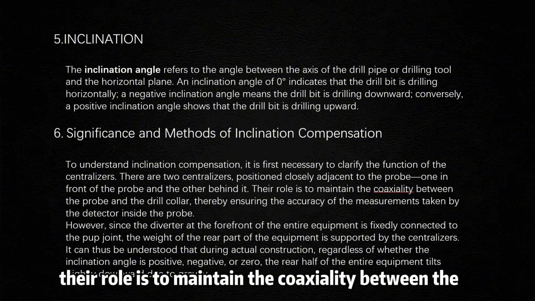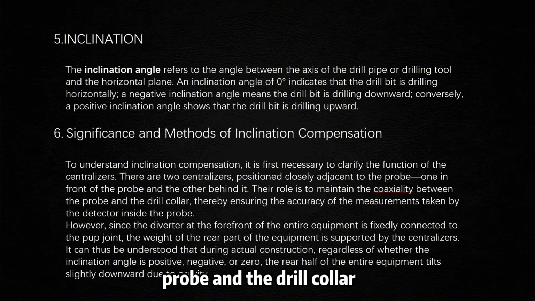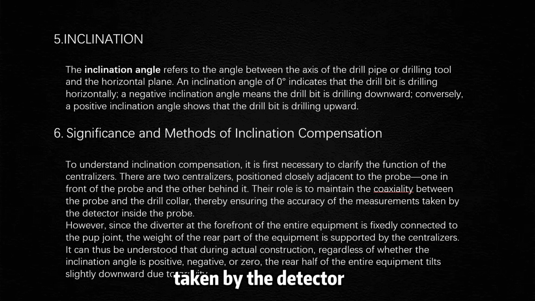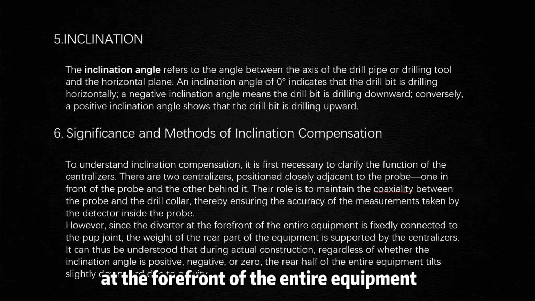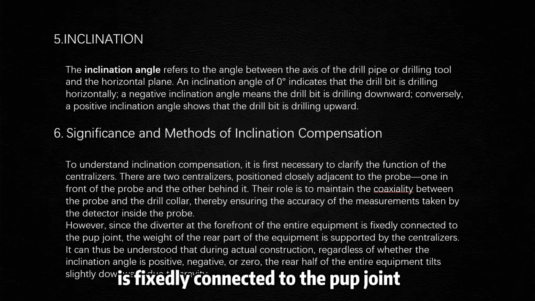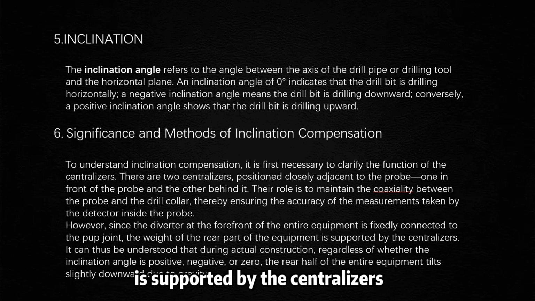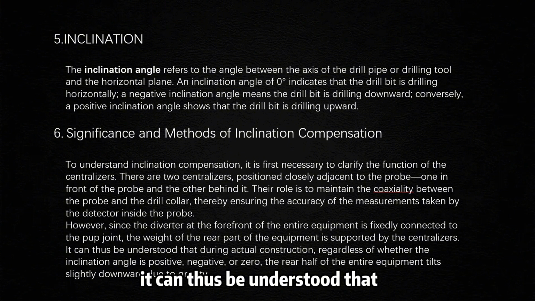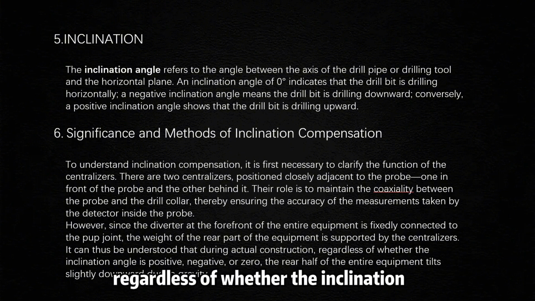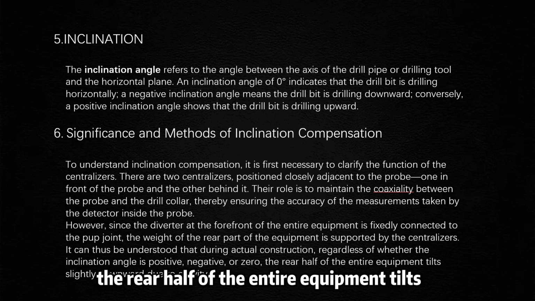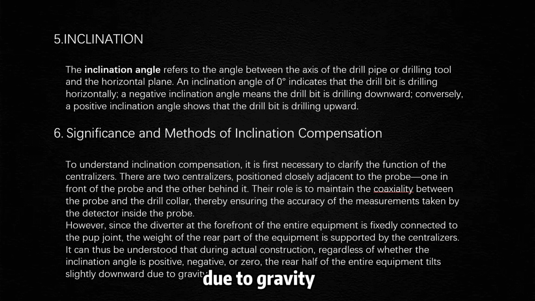Their role is to maintain the coaxiality between the probe and the drill collar, thereby ensuring the accuracy of the measurements taken by the detector inside the probe. However, since the diverter at the forefront of the entire equipment is fixedly connected to the pup joint, the weight of the rear part of the equipment is supported by the centralizers. It can thus be understood that during actual construction, regardless of whether the inclination angle is positive, negative, or 0, the rear half of the entire equipment tilts slightly downward due to gravity.